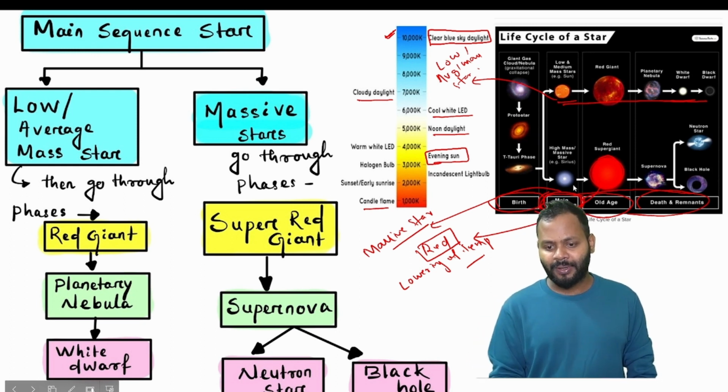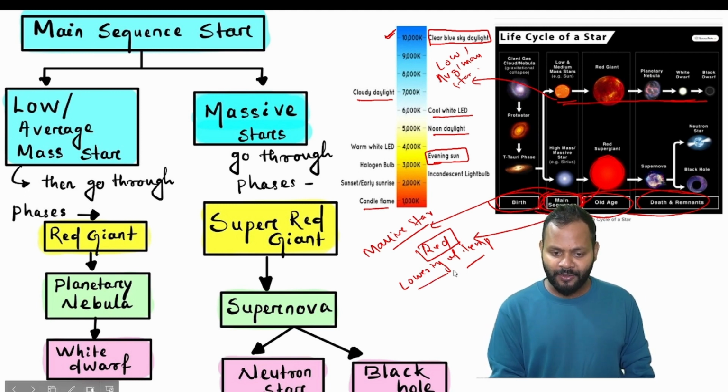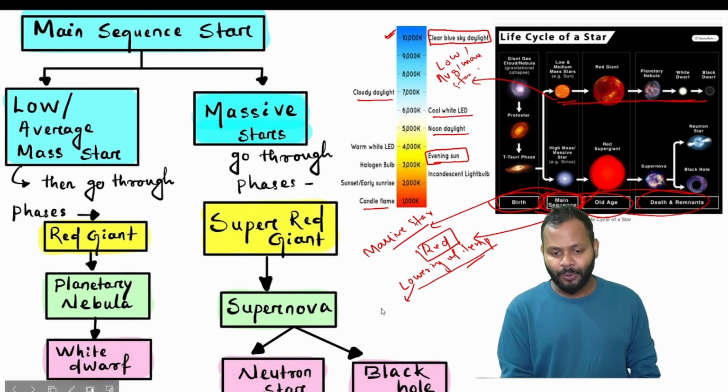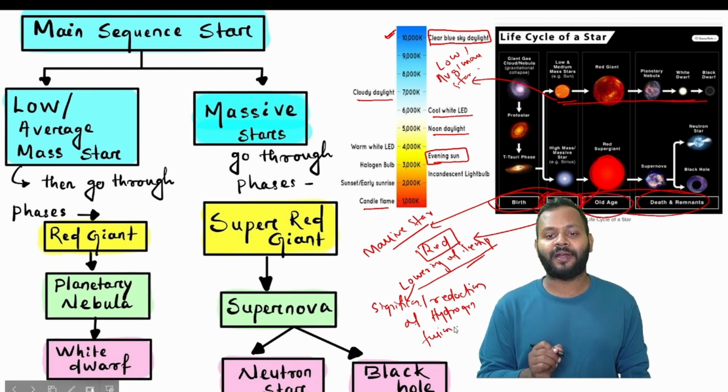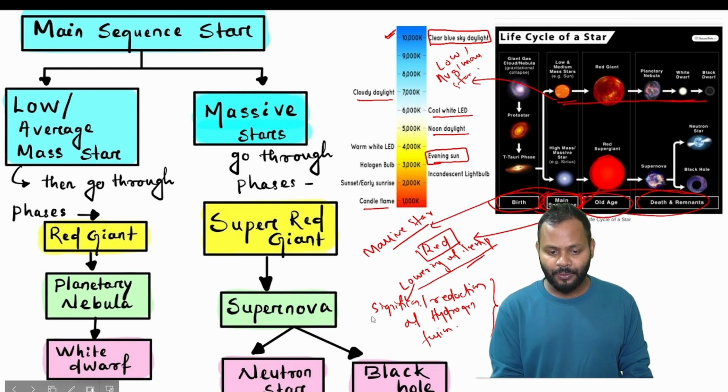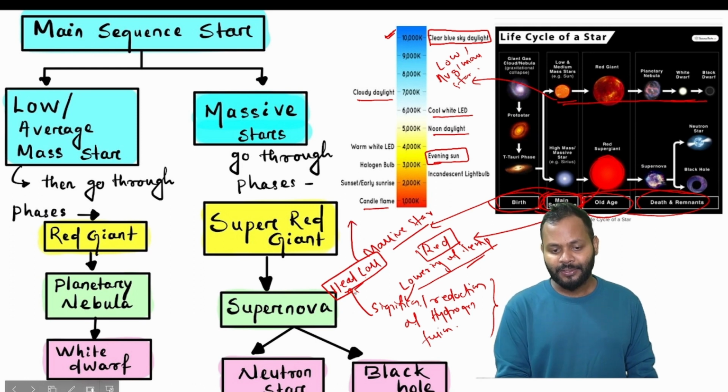Now again the question is, why is there a decline of temperature? This lowering of temperature is caused by a significant reduction of hydrogen fusion. That is the reason. There is a heat loss, and heat loss causes the star to have a reddish color.